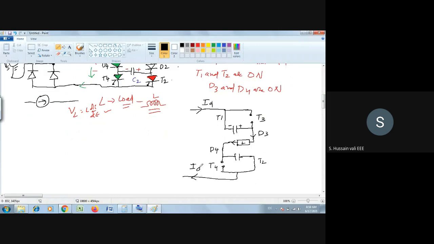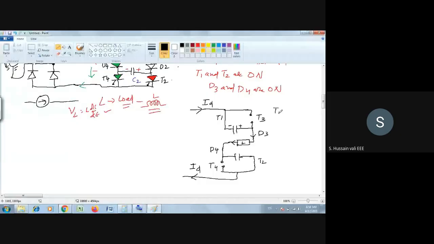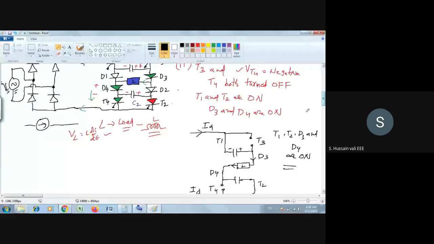Now this is the status. So here I will write once again that T1, T2, D3 and D4 are on. Remaining all are off. Okay. See how these four are on? I have triggered T1, T2, so there is no doubt in that. So T1, T2 are conducting. Now why are D3, D4 conducting?